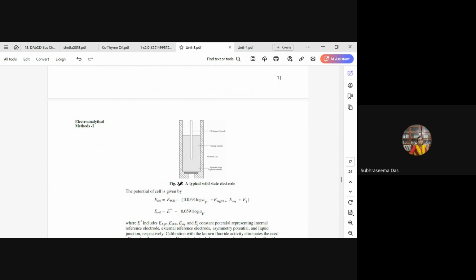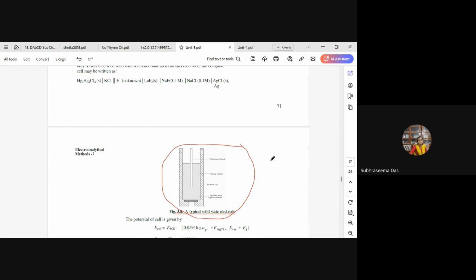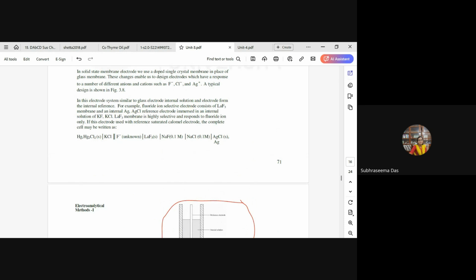Here in figure 3.8, a typical representation of a solid state electrode is given. This electrode system is similar to the glass electrode system, and it contains an internal solution and an internal reference. For example, the fluoride ion selective electrode consists of lanthanum fluoride and an internal silver fluoride solution which is immersed in KF or KCl. The lanthanum fluoride membrane is highly selective and it responds to fluoride ion.